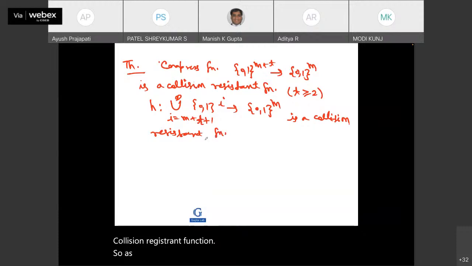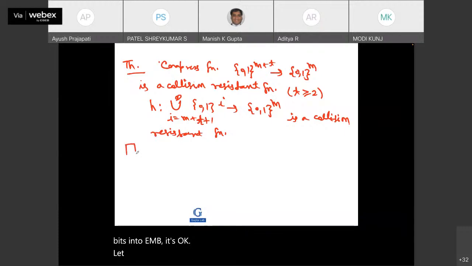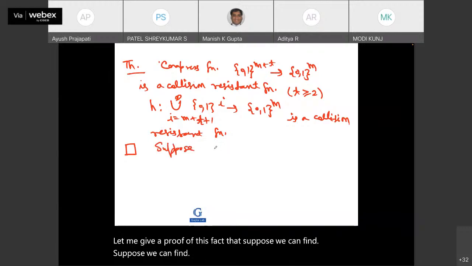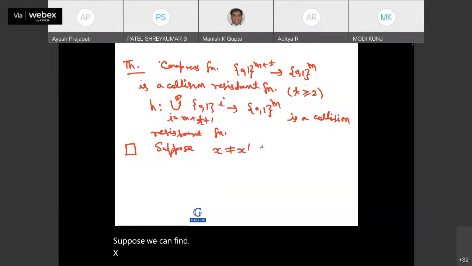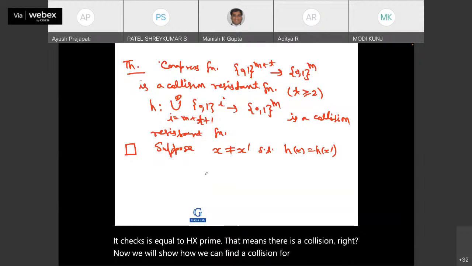So as long as the compress function is collision resistant, the hash function that we have constructed using the compress function is collision resistant. So why do we call it a compress function? Because it is compressing m plus t bits into m bits, okay? Anyway, let me give a proof of this fact. Suppose we can find x not equal to x prime such that hx is equal to hx prime. That means there is a collision, right? Now we will show how we can find a collision for the compress function in polynomial time.